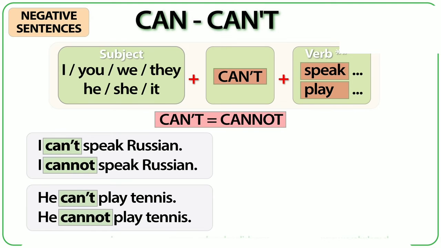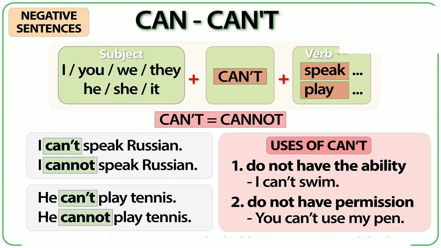Can't is a contraction of cannot. I can't speak Russian. I cannot speak Russian. He can't play tennis. He cannot play tennis. When we speak in English, can't is more common than cannot.